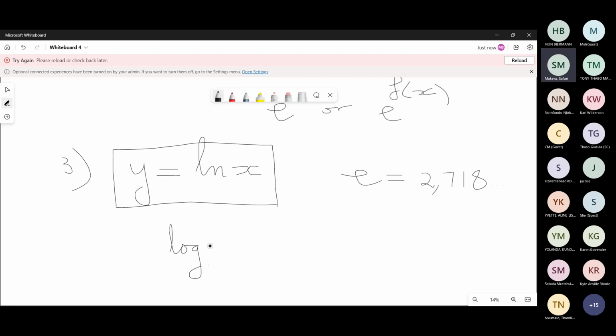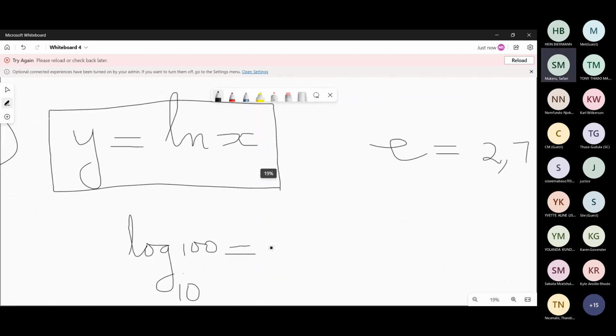say for instance, what is the logarithm of 100? If we take 10 as the basis, who can give me this answer, please? What is the logarithm of 100? It's 2. Yes, the logarithm is 2.